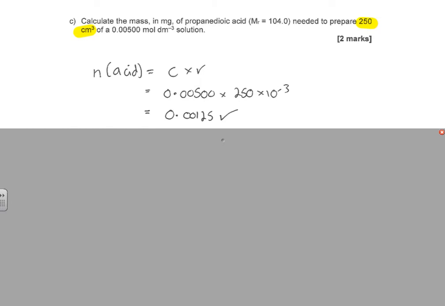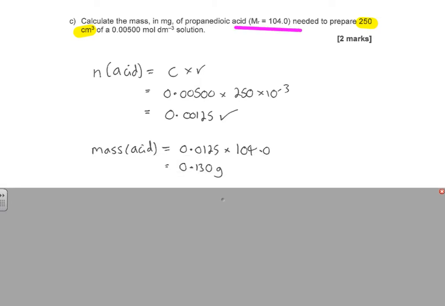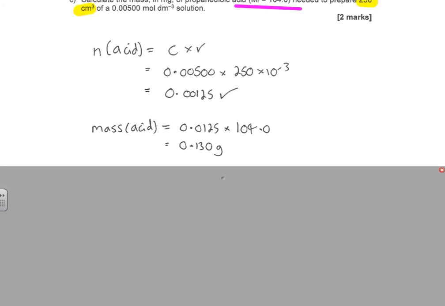The examiners have been nice to me here. They've given me the MR so I can work out the mass, and there it is. The mass of the acid is my number of moles multiplied by the MR. And just looking at this here, I've missed out a 0. There it is, 0.00125 times 104.0. That would give me a mass of 0.130 grams, and you may have been tempted to stop there.